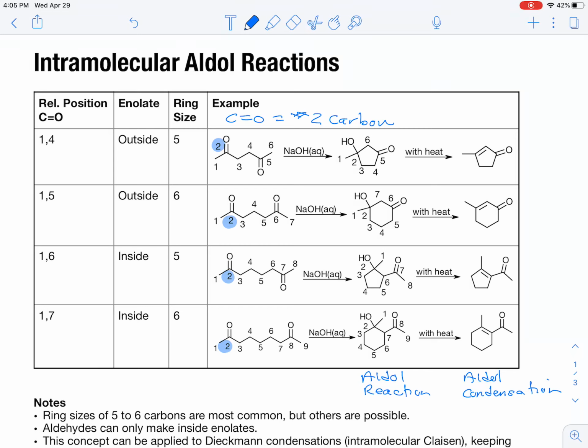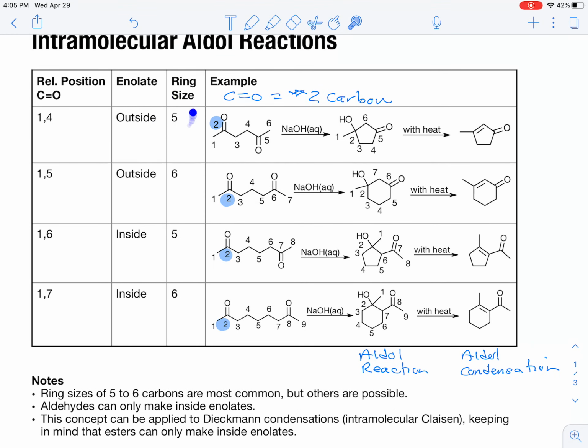Now that we've learned about aldol reactions and aldol condensations, we're going to take a look at intramolecular aldol reactions. What happens here is that the piece that's acting as the enolate and the piece that's acting as the carbonyl are on the same carbon chain, and therefore what you end up with is a ring that you didn't have before. And in order to talk about this, I use this concept of outside enolates and inside enolates.